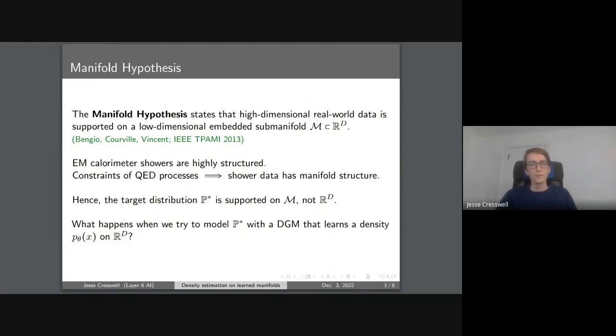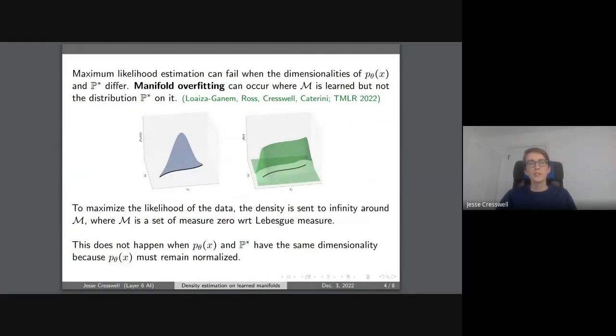But many deep generative models, such as normalizing flows, learn a density which has support over all of the ambient data space. So what exactly happens when we try to model a low-dimensional distribution with a model that has a high-dimensional density? Well, in this case, maximum likelihood estimation fails. A phenomenon known as manifold overfitting occurs, where the manifold will be learned, but not the distribution on it.